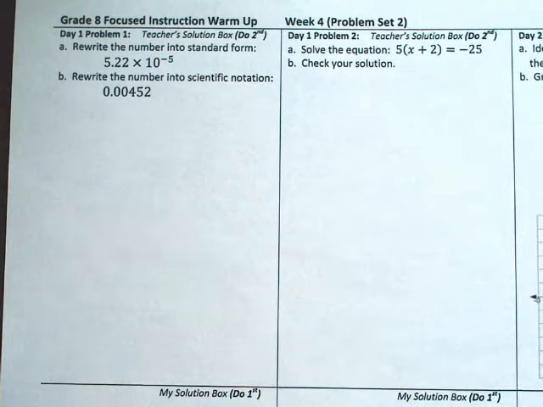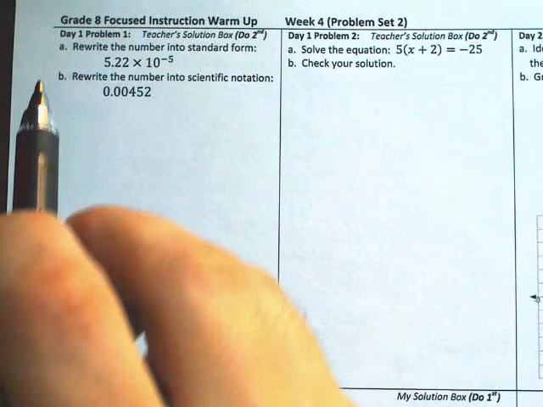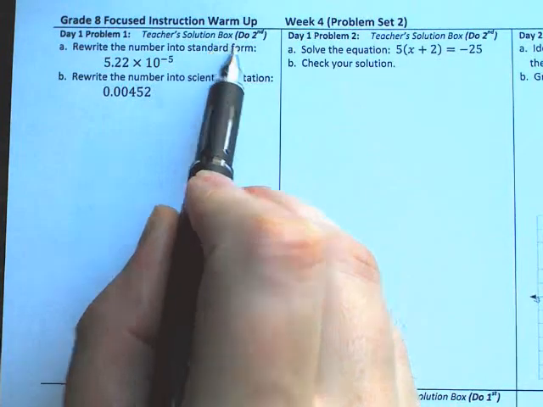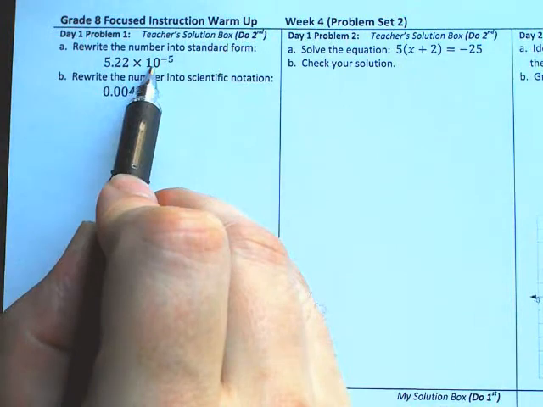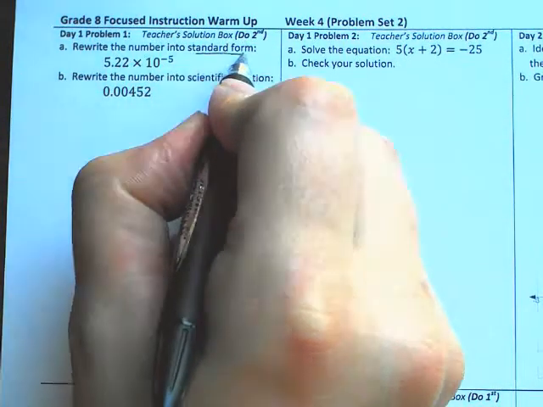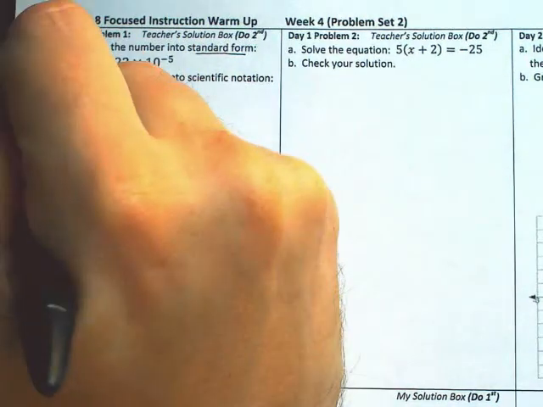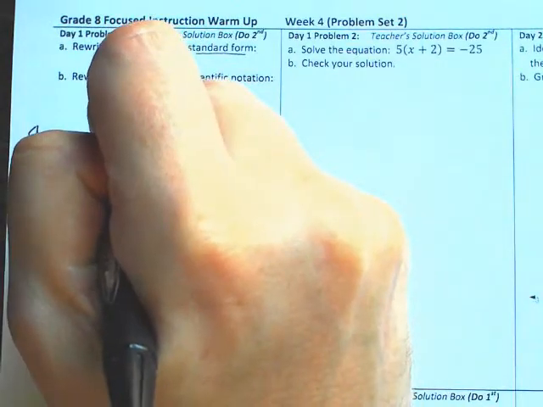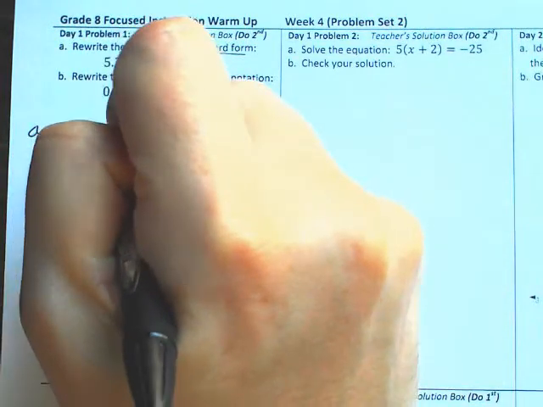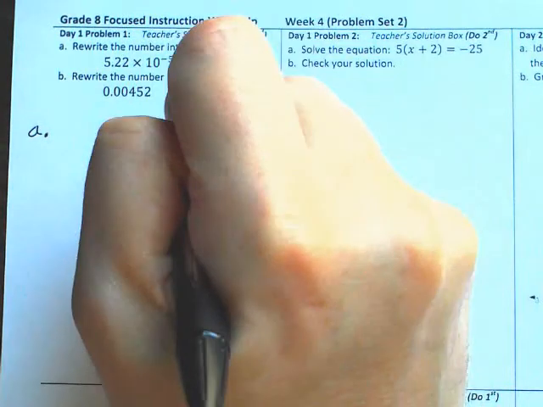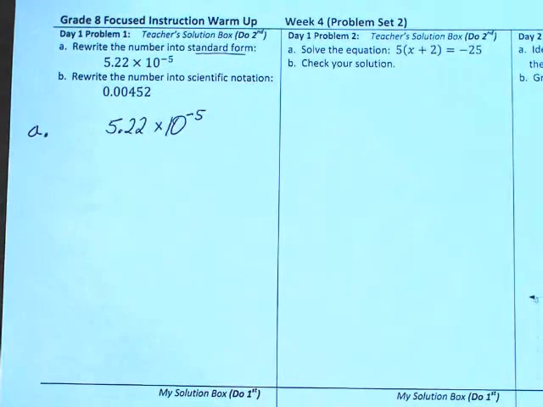Day 1, problem 1. In question A, we're asked to write this number into standard form. This number is in scientific notation, and we're asked to write it as a standard or regular number. To do this, I'm going to first write that number down again, 5.22, and then the times 10 to the negative fifth power part of it.